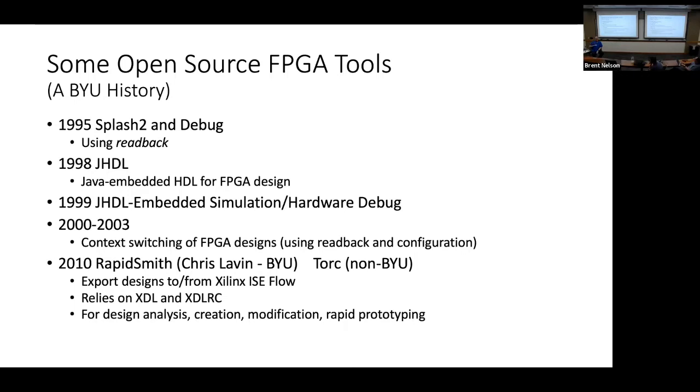Extract the running state of the design, right? Okay. And we said, ooh, that's cool. And so I had some students, we wrote some software, and we started doing things with that. Dr. Hutchings led an effort called JHDL. It was a Java embedded HDL for FPGA design.